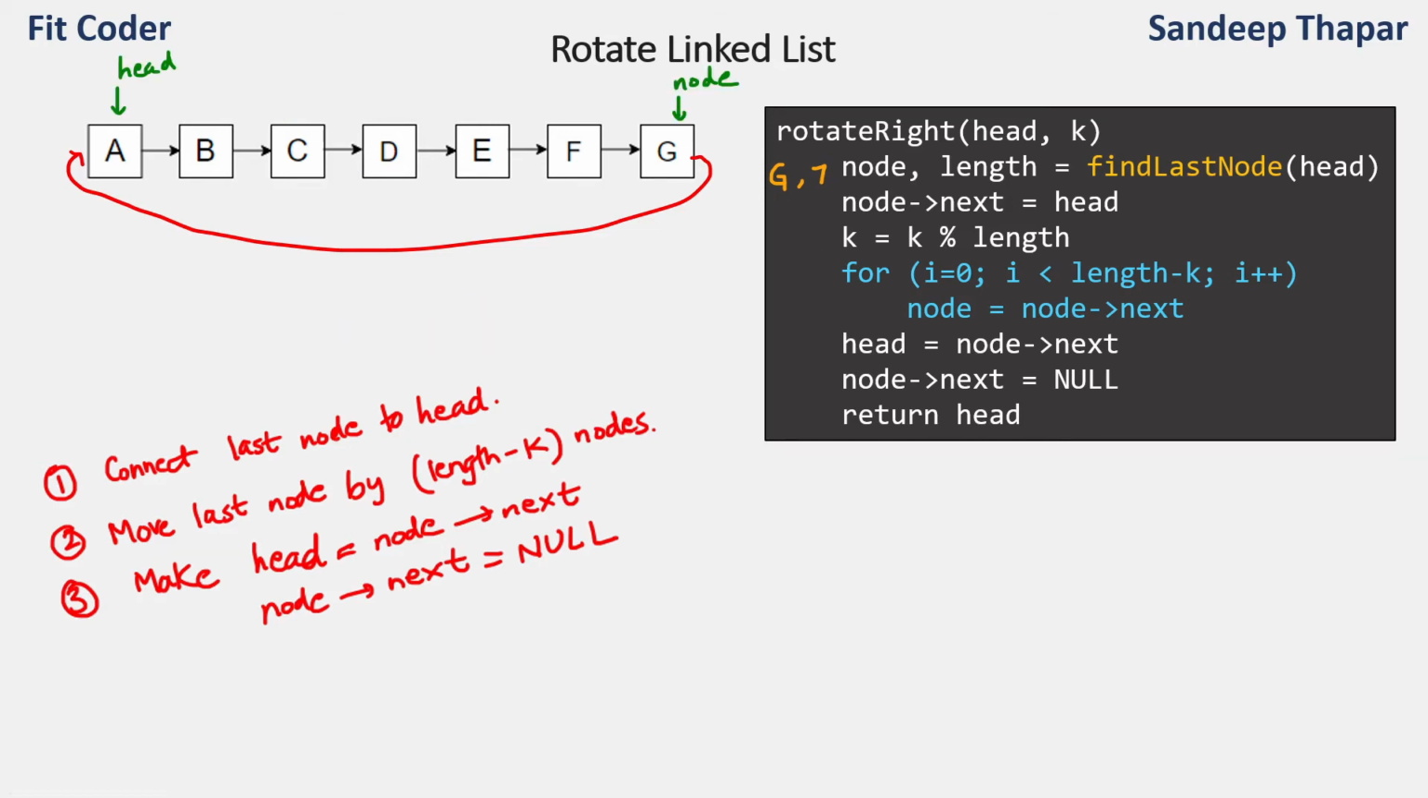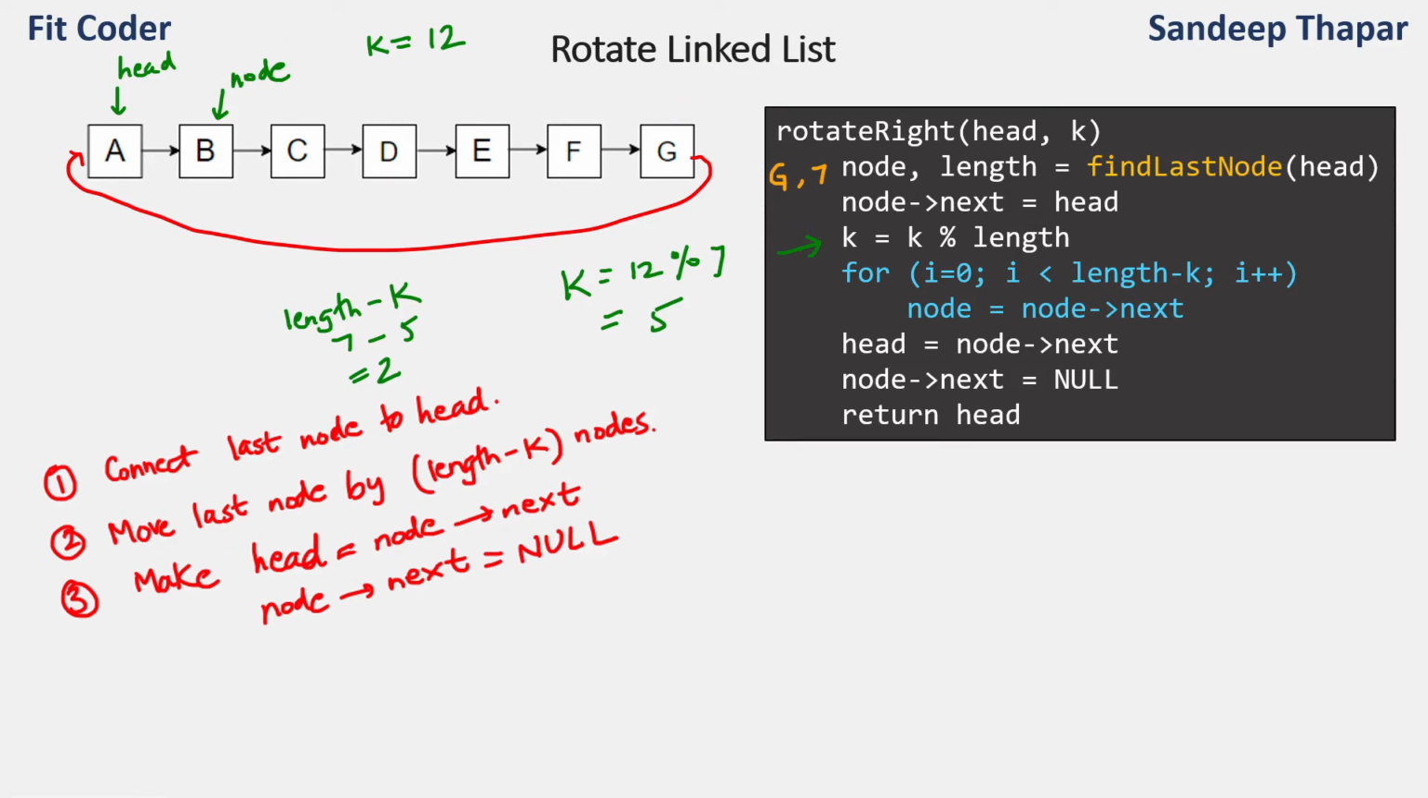Now let's take one more example when k is equal to 12. At this step, k will be 12 modulo 7, which is the length of the linked list. 12 modulo 7 will give us 5. Now we come to this for loop and we move node by length minus k nodes. Length is 7 and k is 5, so we move node by 2 nodes. When we move node by 2 nodes, we come at B.